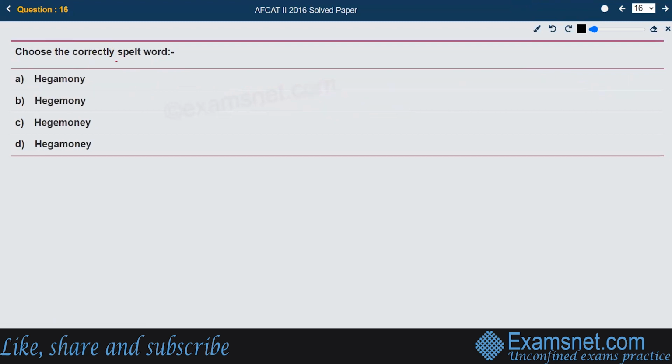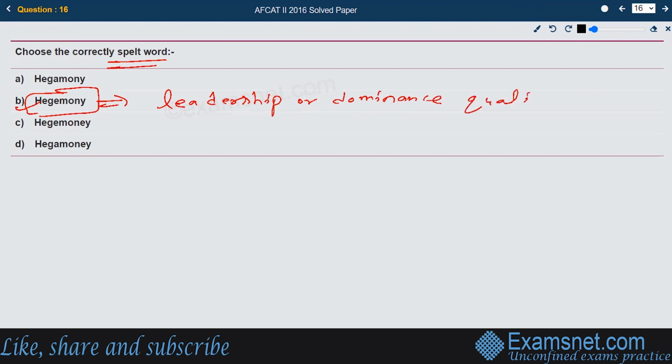Next, choose the correctly spelled word. Again, the options are given here, and the right answer is option B, hegemony. The word is hegemony. What does it mean? Hegemony means leadership or dominance quality of a person. Again, it is related to leadership and dominance. The leadership or dominance quality of a person. That is what hegemony means. Right answer is option B.